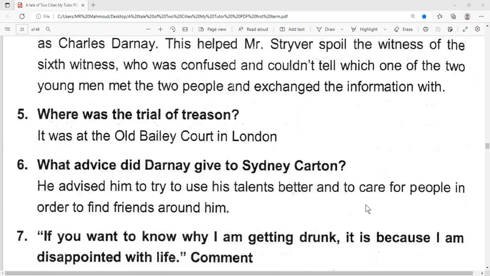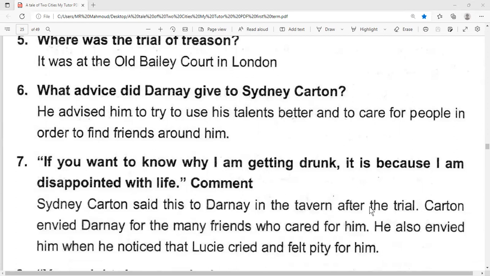Where was the trial of treason? It was at the Old Bailey Court in London. What advice did Darnley give to Sydney Carton? He advised him to try to use his talents and intelligence better and to care for people in order to find friends around him.